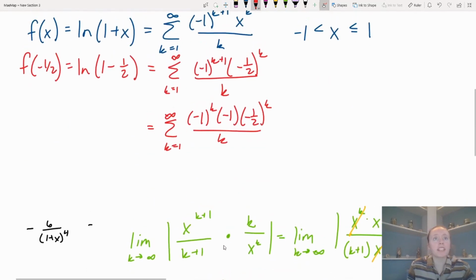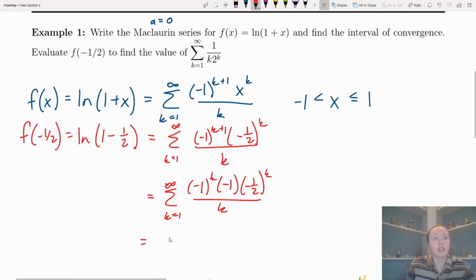Well, let's simplify that down a little bit more. That's going to be the summation from k equals 1 to infinity of -1 to the k times -1/2 to the k is going to be a +1/2 to the k, which I can write as 1 to the k over 2 to the k, or 1 over 2 to the k. So that's where I get 1 over k times 2 to the k. Now this -1, I'll just pull that out in front.